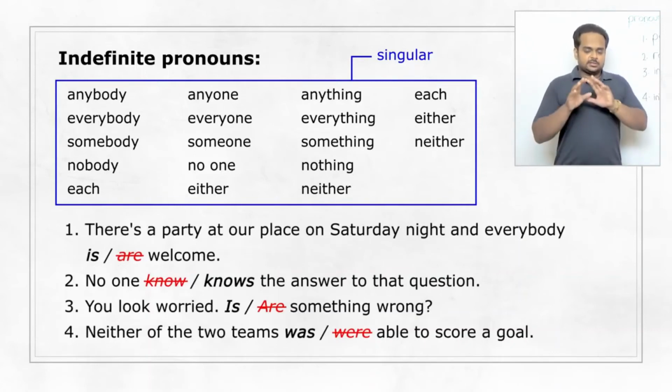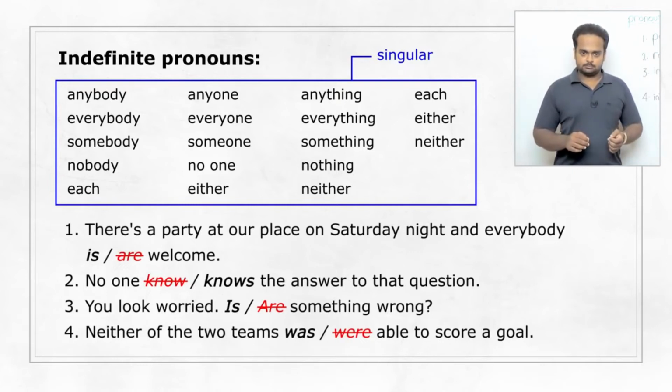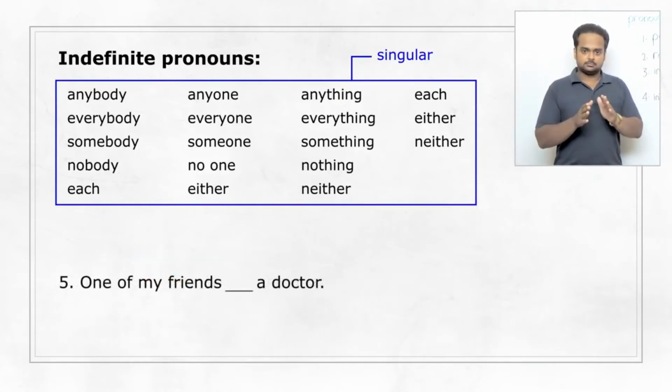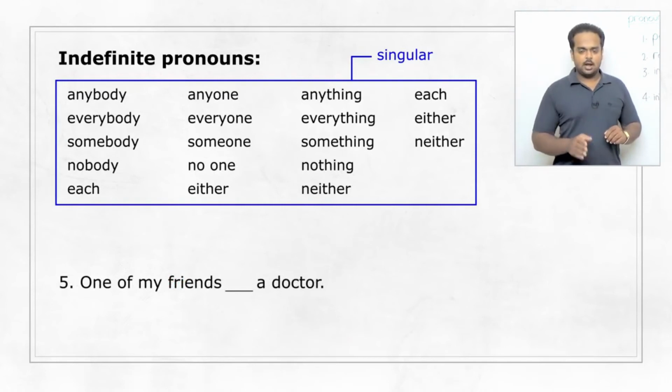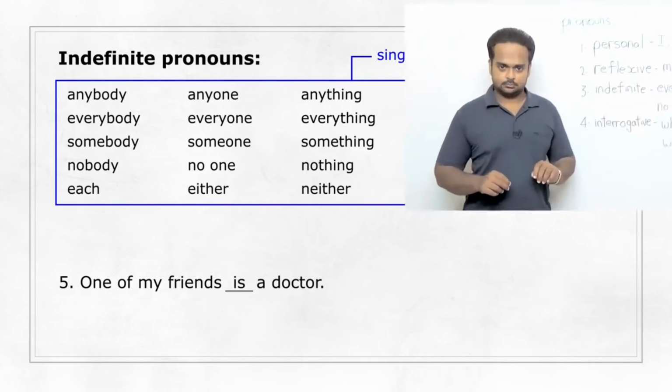Okay. This sentence is similar to another sentence that I want to show you. One of my friends is a doctor. How would you fill in that gap? You have to say, one of my friends is a doctor. That's because we're talking about one friend. All of my friends are not doctors. The subject of the sentence is one, so is.